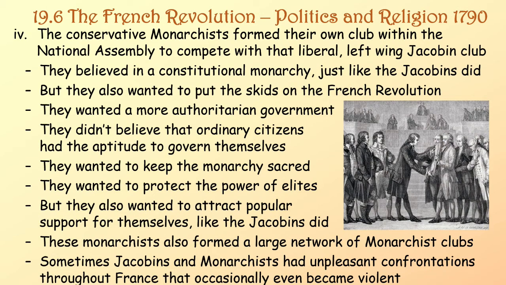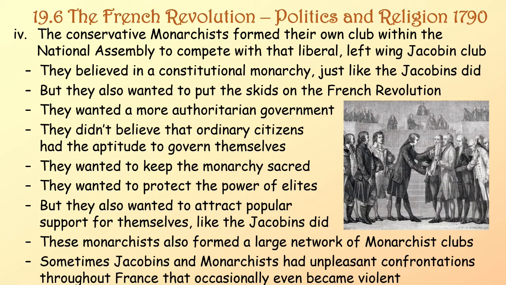The conservative monarchists, the Monarchiens, formed their own club within the National Assembly to compete with that liberal left-wing Jacobin Club. And they believed in a constitutional monarchy, just like the Jacobins did. But they also wanted to put the skids on the French Revolution. They wanted a more authoritarian government. They didn't believe that ordinary citizens had the aptitude to govern themselves, and they wanted to keep the monarchy sacred. They wanted to protect the power of the elites.